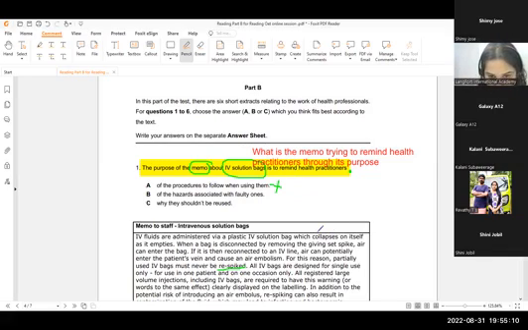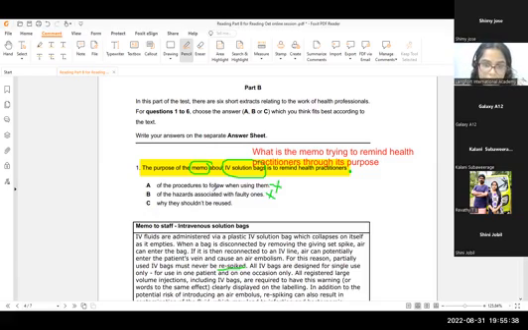The purpose of the memo about IV solution bags is to remind health practitioners of the hazards associated with the faulty one. So are they talking about the hazards or the dangers associated with the faulty one? Is this extract trying to remind the health practitioners about the dangers connected to faulty IV solution bags? What do you think? Have they talked about it? No. So that automatically makes the answer C, but let's read it.